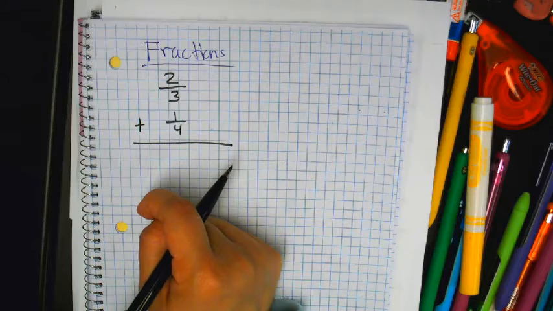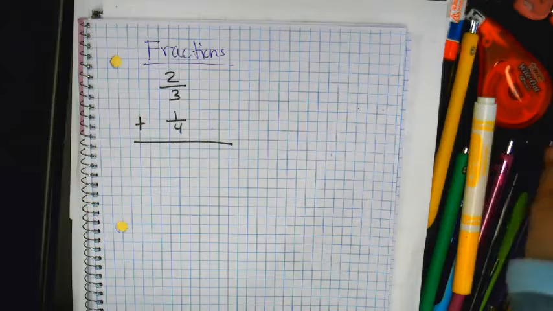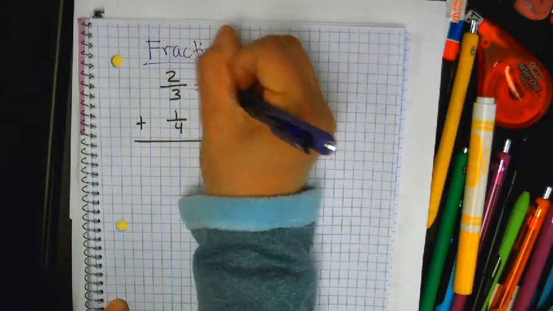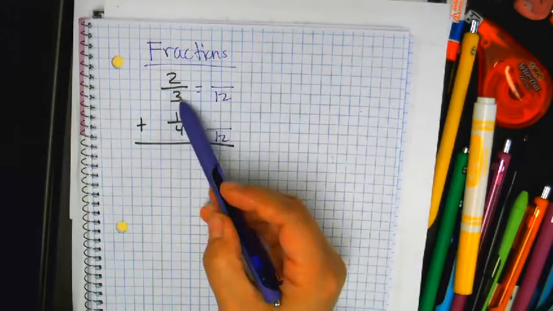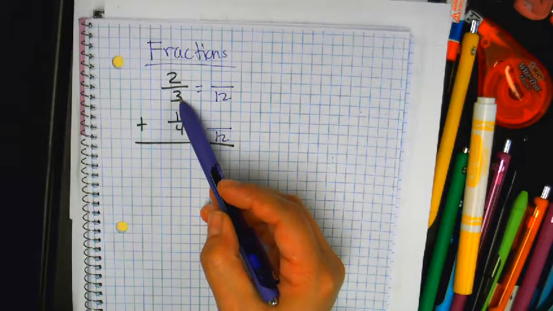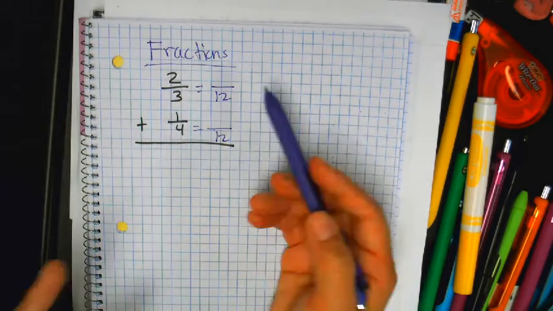Common denominator. No, it is not 7. We can't just go 3 plus 4. It is 12. Good. So it's in there somewhere, right? You guys know it. So we set it equal to 12. Why is it 12? Because if I do the multiples of 3: 3, 6, 9, 12, and the multiples of 4: 4, 8, 12, they both hit 12. That's why we use it.